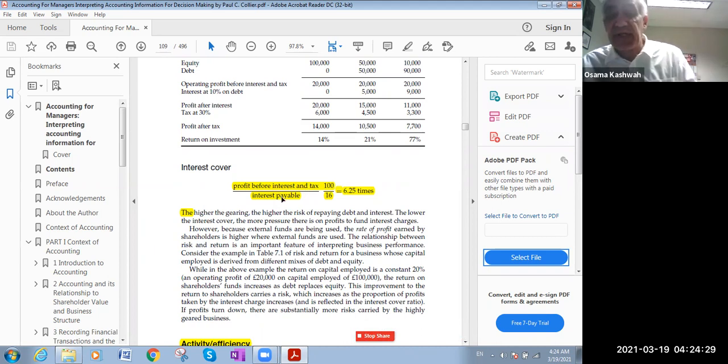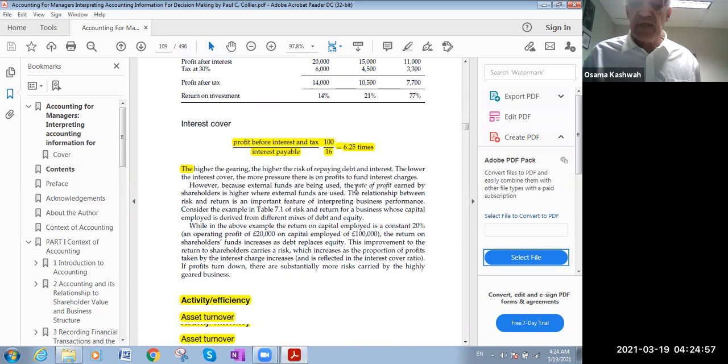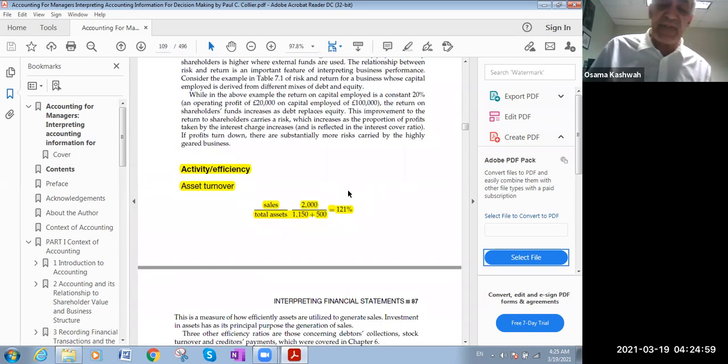So you will get the interest payable of 16 and the profits were 100, as an example. So you will divide 100 by 16, which gives 6.25. It means that you can cover yourself 6.25 times. Okay, in other words, your assets can cover your liabilities 6.25 times. You can pay what you have to pay to the people 6 times, not only one time. So you have enough money. That's very satisfactory.